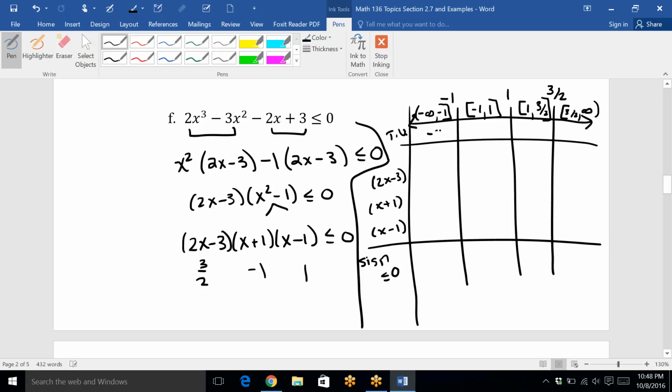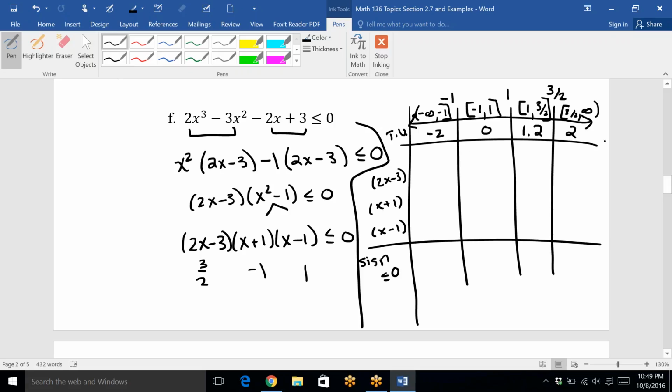Something less than -1 would be -2. Something between -1 and 1 would be 0. This is a little harder because that's 1 to 1.5, so we have to pick something in between, maybe 1.2. Bigger than 1.5, I can use +2.